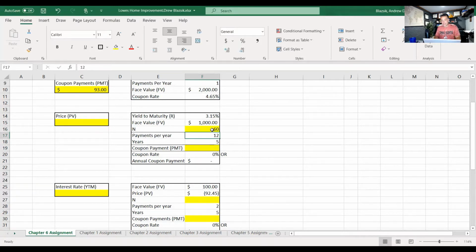So that's 60. So you could change it. I could say, you know what, it's only going to be 2 payments per year. Well, 2 times 5 years is going to be a total of 10 payments. So that's what that solves there. Okay, coupon payments. What is coupon payments? Coupon payments, what we solved up here.